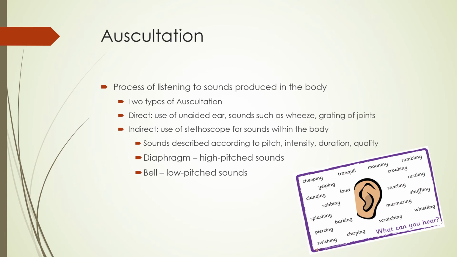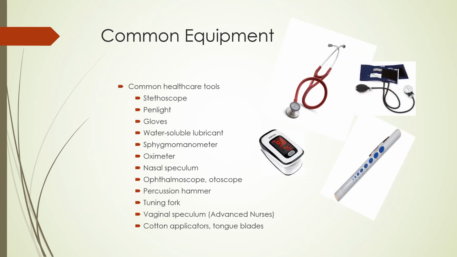Diaphragm and bell. These are just some common equipment that you may use for an assessment: your stethoscope, your pen light, gloves. Some of them you will use, some you may not use, like a vaginal speculum. We're not going to use that. We're not at nurse practitioner school, but your tongue blade, your otoscope, blood pressure cuff, pen light. This is just some common equipment, like the pulse oximeter, that we will use during our head-to-toe assessment.